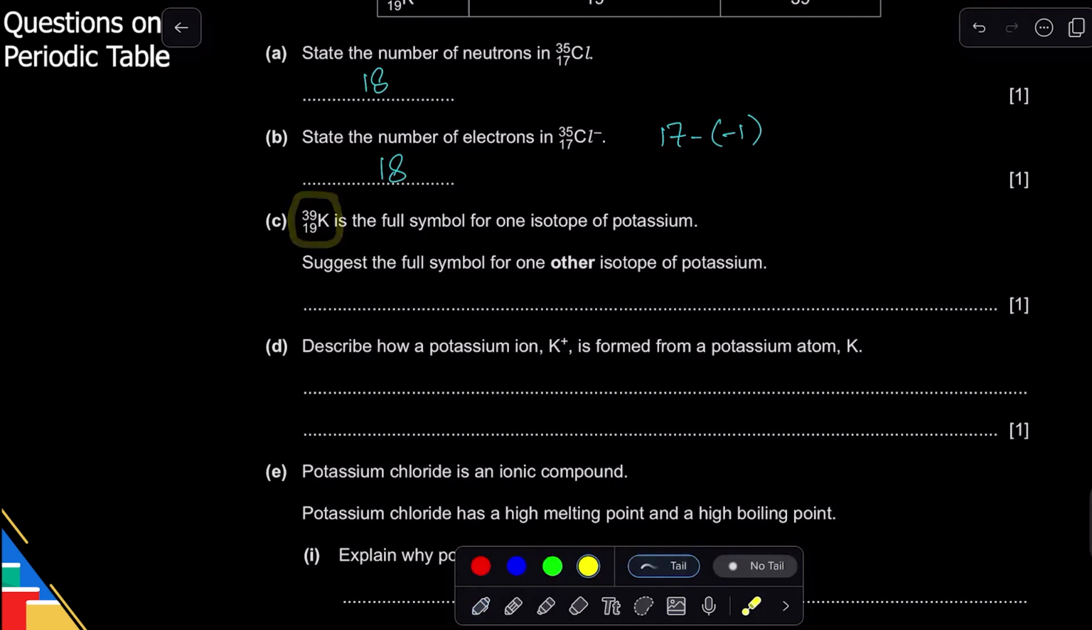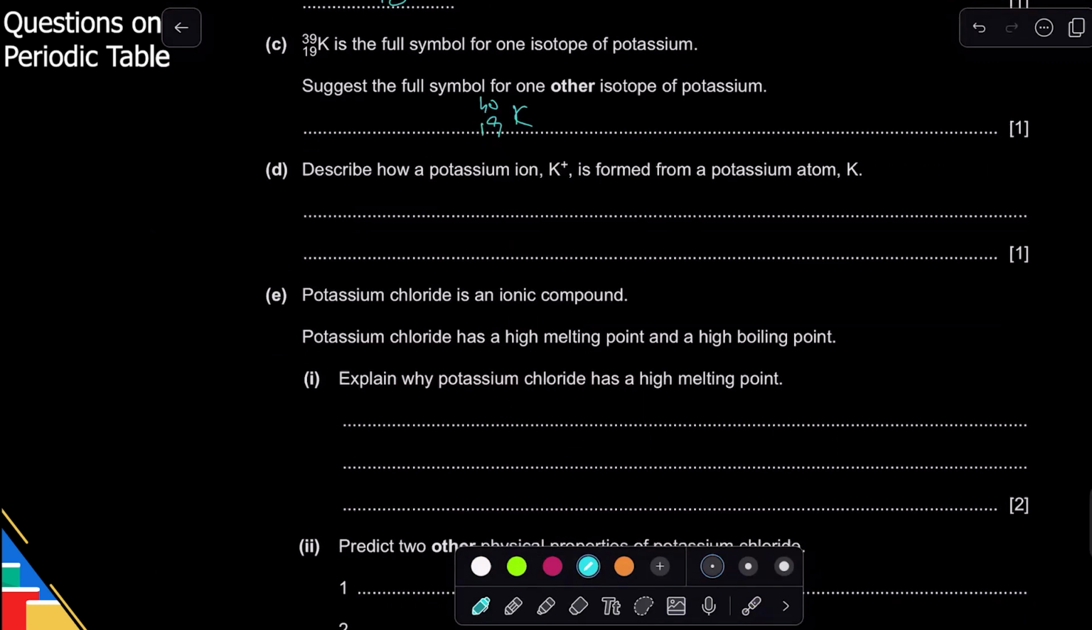Now you can make the isotope yourself. And in it, what you have to do is change the mass, not change the protons. How much should you change? Maximum 2. So you can put like 37, 38, 39, 40, 41, 42. And 39 is the one that is already given. So you will pick another one. Maybe I'll pick this. But it's up to you. You can pick another one as well. But don't change it too much.